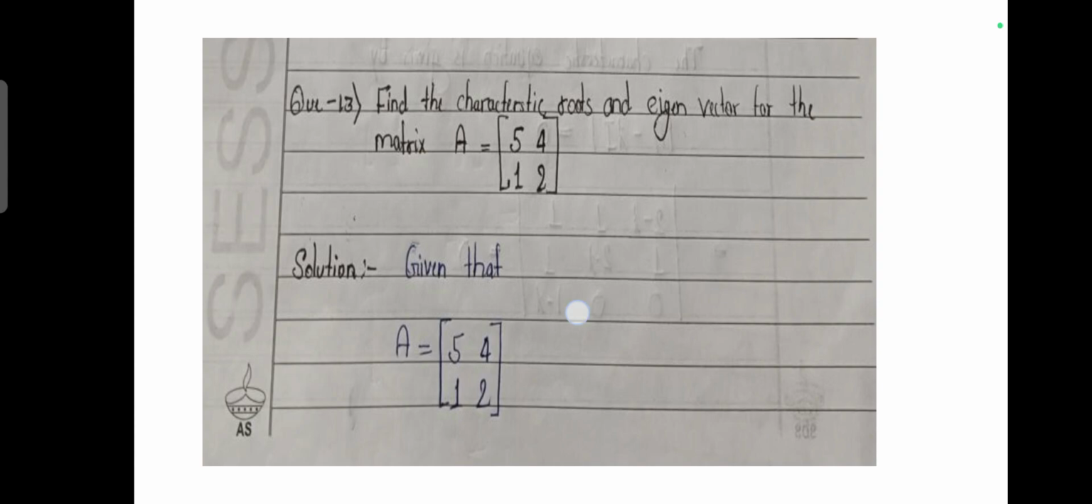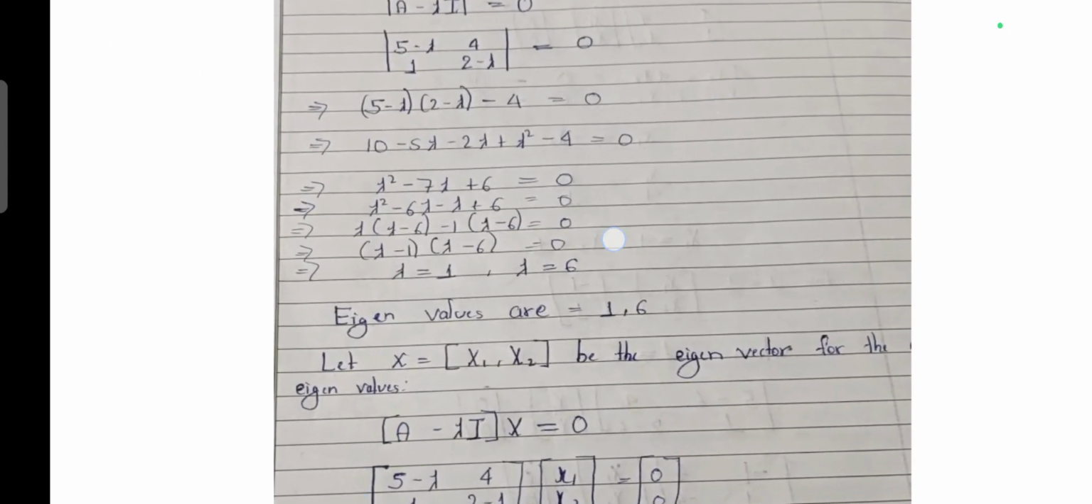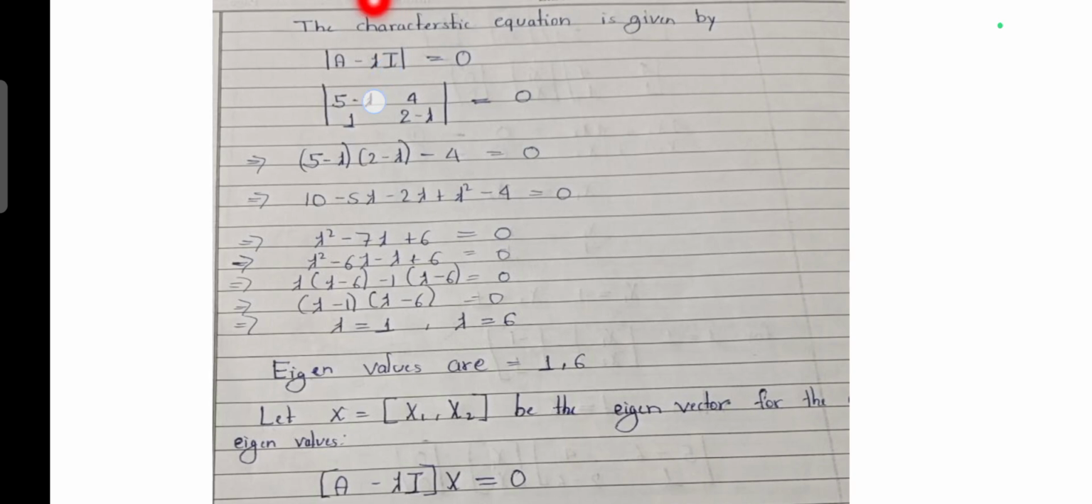So moving to the next, the characteristic equation is given by determinant of A minus lambda I equals to 0. Then on multiplying lambda into identity matrix I, we get [lambda 0; 0 lambda]. Then on subtracting we get [5 minus lambda, 4; 1, 2 minus lambda] equal to 0. Here 0 is a null matrix, so we can write it as 0.